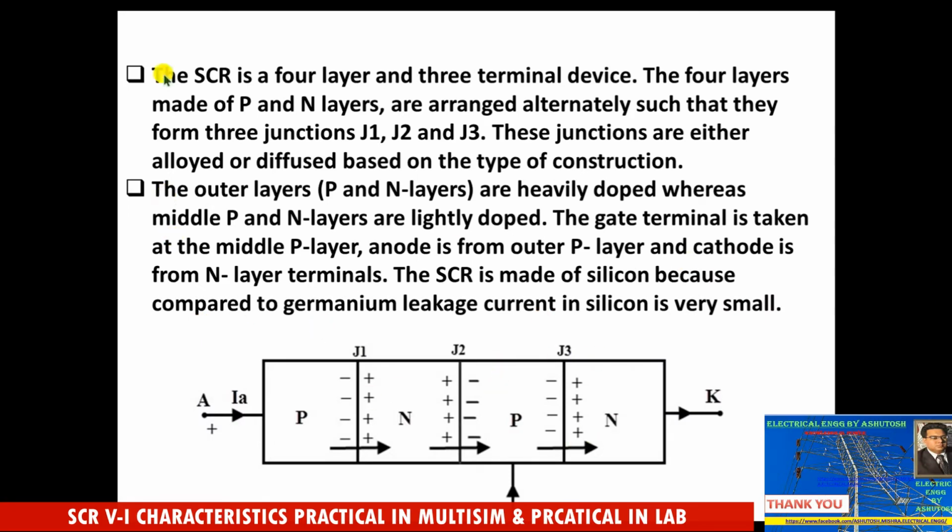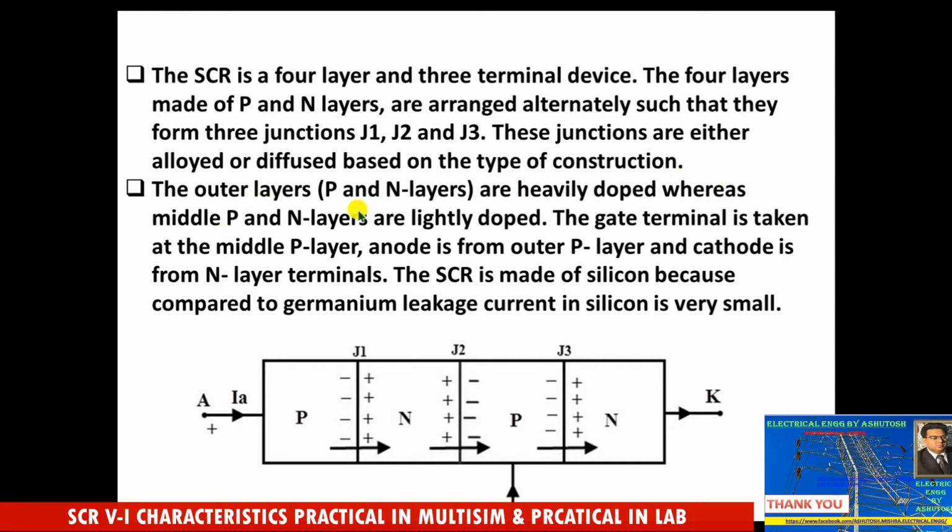SCR is a 4-layer 3-terminal device, and the 4 layers are made of PN layers arranged alternately such that they form 3 junctions, J1, J2, J3. As you can see, this is a P layer, then an N layer, then P, then N, and a small depletion layer is built at J1, J2, and J3. These junctions are either alloyed or diffused based on the type of construction.